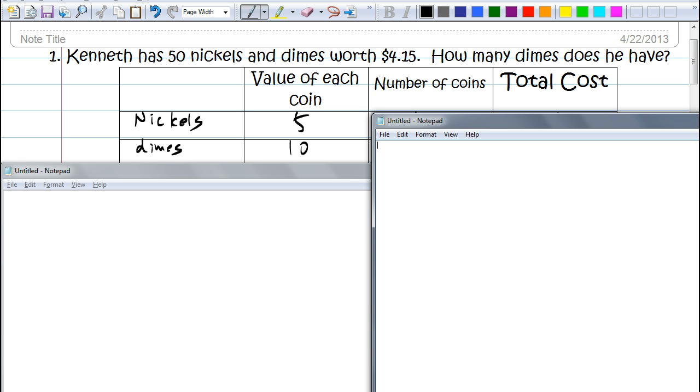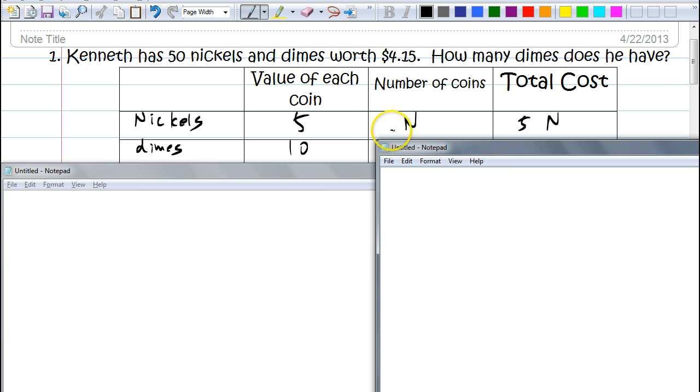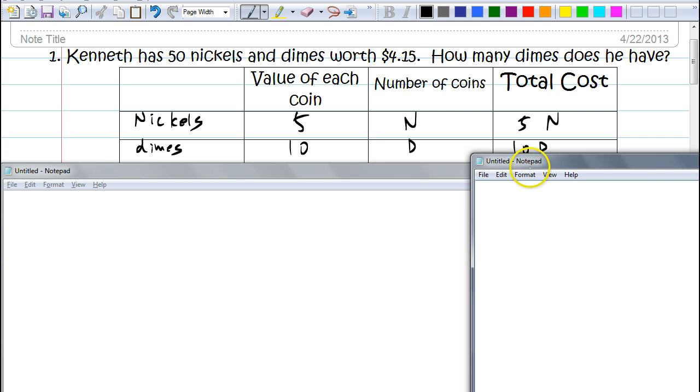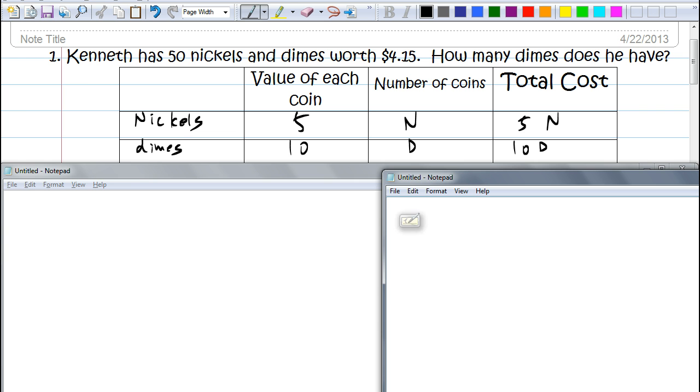Okay, what about number of coins? How many nickels do we have in this question? N. We don't know. And as you can see, if I put N, the total cost is going to be 5N. What about number of dimes? D, and then of course 10D. We've done this many times. You should know how to do it.